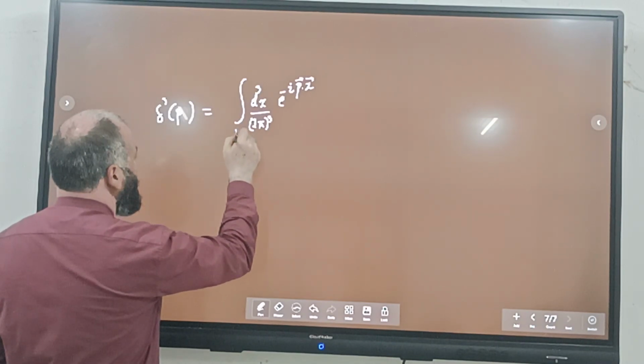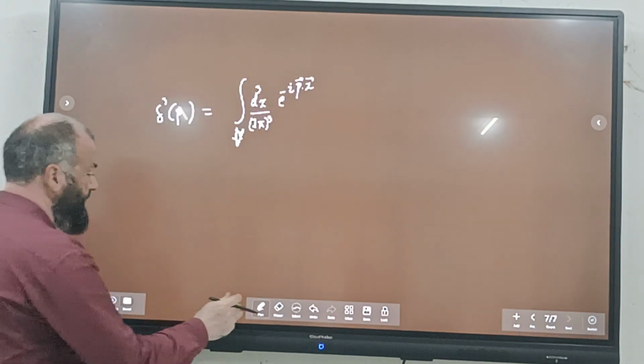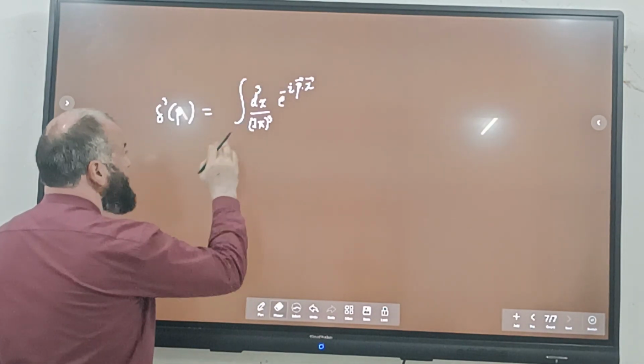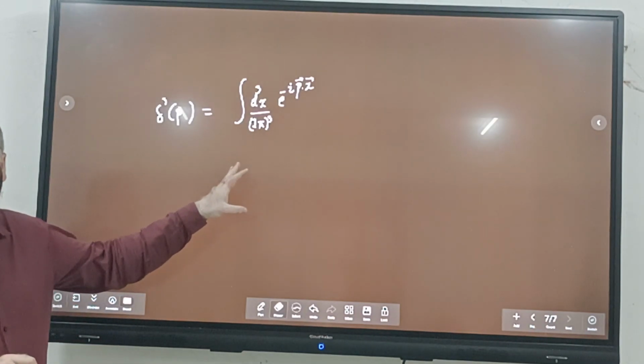Let's say over some volume V. Sorry, it is over the entire space, not the volume. Clear? So this is from minus infinity to plus infinity. This is how we define the delta function.